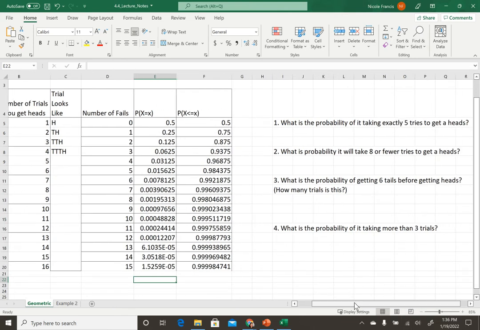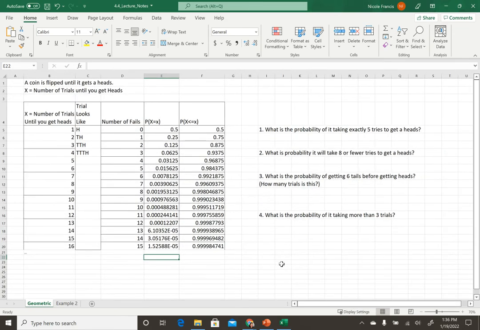So let's try and answer these questions before I show you how to use this Excel function. What is the probability of taking exactly 5 tries to get heads? So 5 trials means 4 failures, and that exactly is this number right here. So I'm going to write equals, and I'm just going to click on that cell because I'm lazy about typing. E9. Oh, that turned out really small. Sorry. Let's make that a little bigger.